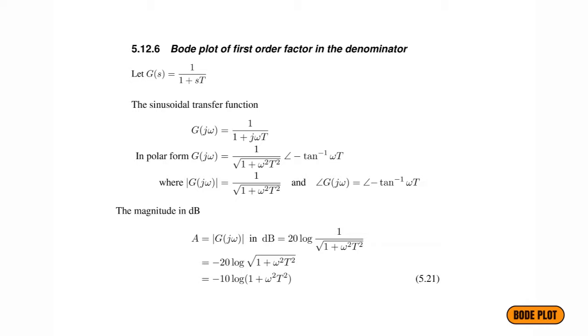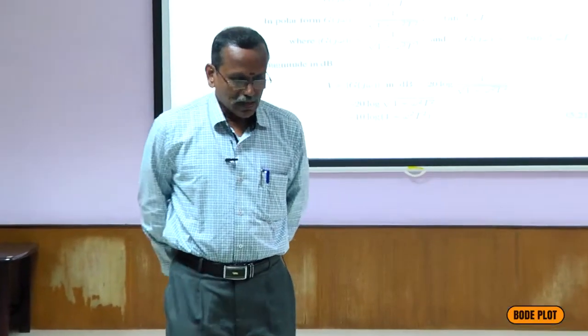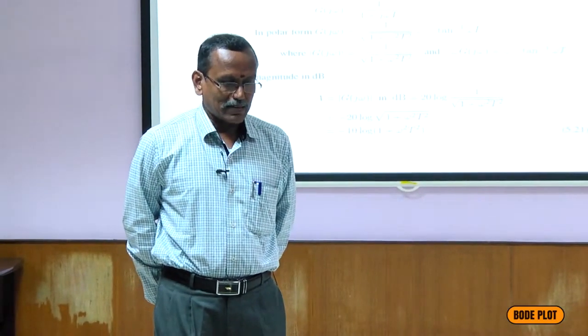In the logarithmic scale, the magnitude A equal to 20 log of the magnitude of G of j omega, that is 20 log 1 by square root of 1 plus omega square tau square. To draw this in the Bode plot, we make an approximation.